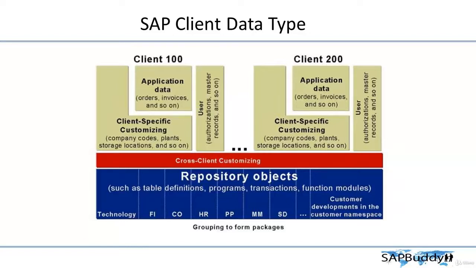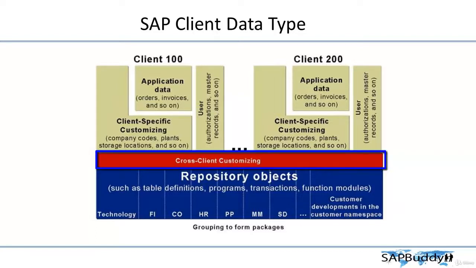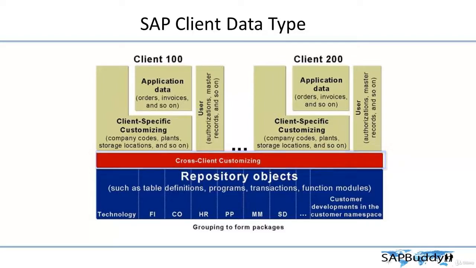However, cross client customizing affects the entire system. The example we have seen is the ALE configuration. When we create the logical system, that information affects the different clients, because it is cross client customizing information. Even though it is a customizing change, it affects all the clients in the entire system. Then we come to the repository objects.